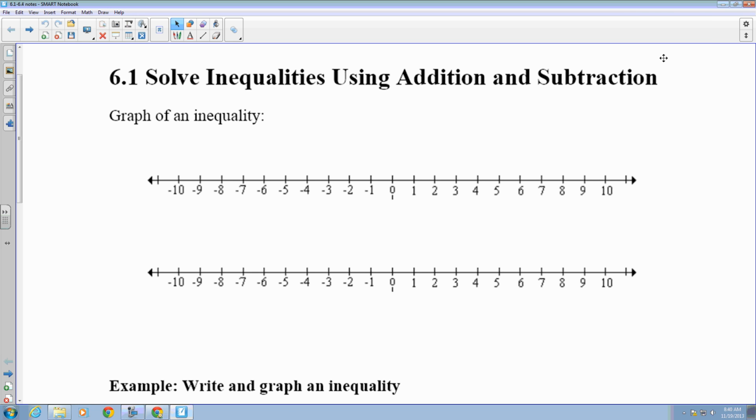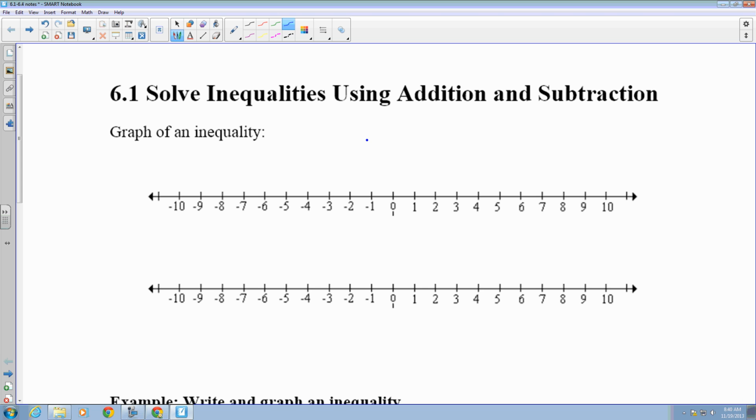We are starting chapter 6 today on solving inequalities using addition and subtraction. So a graph of an inequality, if we have x is less than 3, we start at 3 on a number line, and when it's just less than or just greater than, we use an open circle because it's not including that number. And if we're less than 3, then it needs to be all the numbers that are less than 3, so to the left of 3.